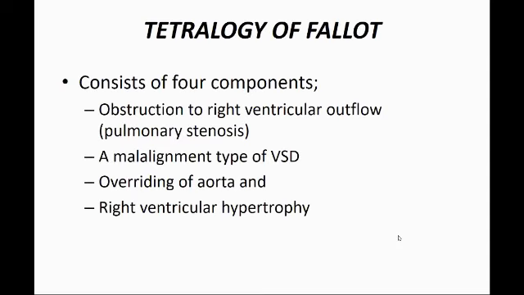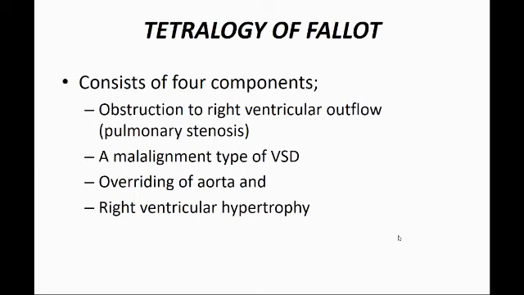Okay, so this was the overview about the two common acyanotic congenital heart diseases, namely ventricular septal defect and patent ductus arteriosus. Now we will talk about cyanotic congenital heart lesions, and among the cyanotic heart lesions, the very important one is tetralogy of Fallot. Now, what are the components of tetralogy of Fallot?